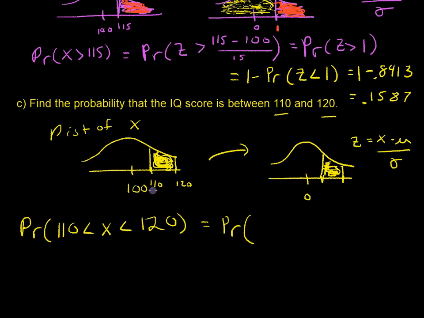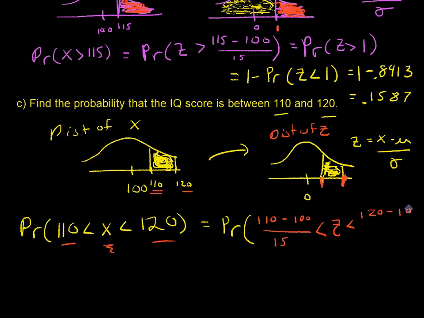So first, let's start with the 110. I'm transforming 110 right now to find this value here. So that's the value of x, 110, minus mu, which is 100, divided by sigma, which is 15. Now instead of x being in the center, it's going to be z. Now I'm trying to find this value here. This is the distribution of z. So that would be the corresponding mark for 120. So x is 120 minus mu, 100, divided by sigma, which is 15.